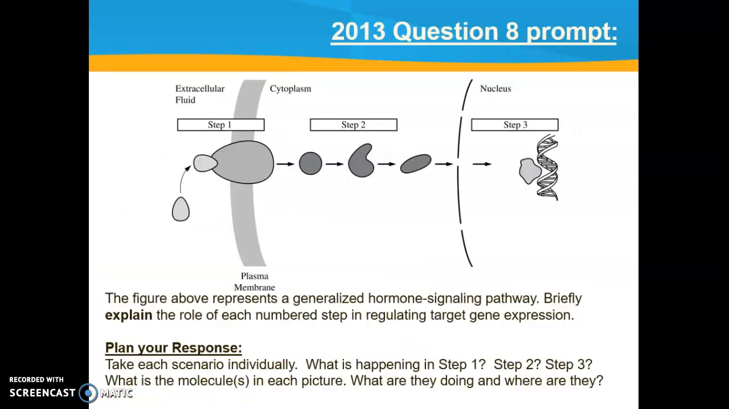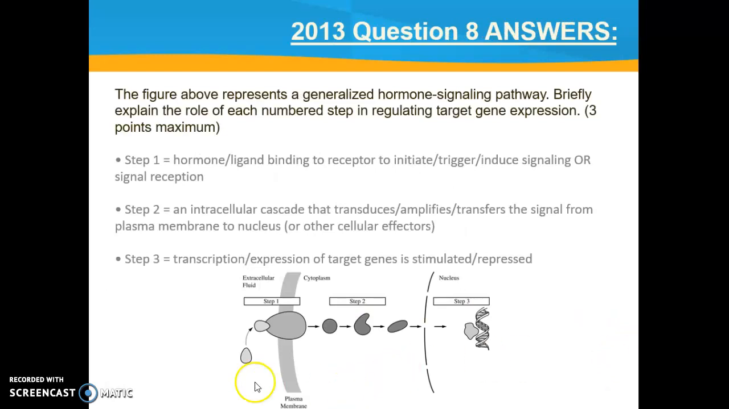So here's a question from the 2013 exam. This would be one of the shorter type questions, and really, this is one that's just straightforward. You don't really have to figure anything out. You're just looking at what this figure represents, and then explaining the role of each step. So take a second, plan your response, write a little response down, and then check your answer on this next page.